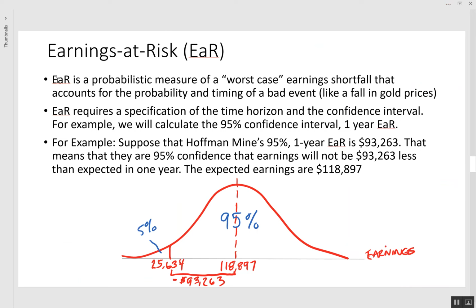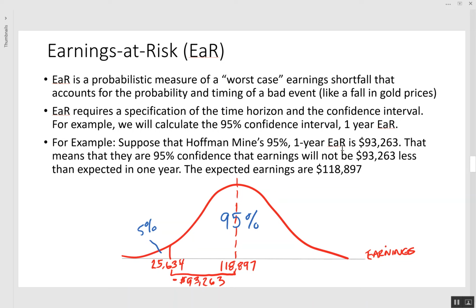And what earnings at risk is, it's a probabilistic measure of worst case. It's a probabilistic measure of how much earnings could be less than what we expect. And EAR requires us to specify what time horizon and what confidence interval. So for example, what if we're going to calculate the 95% confidence interval, 1 year EAR. Say this mine's 95%, 1 year EAR is $93,000. We're going to calculate that in a few minutes.